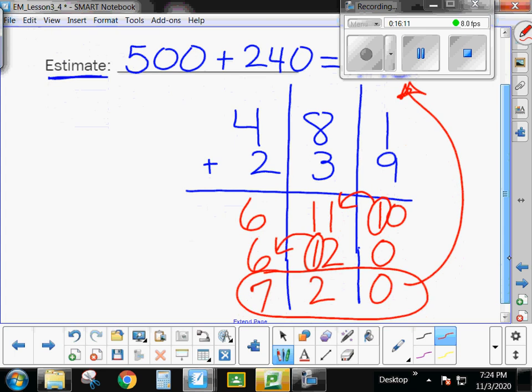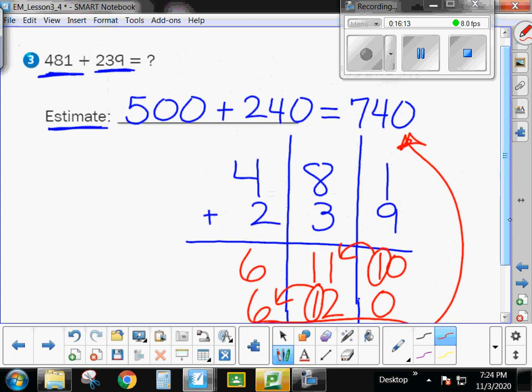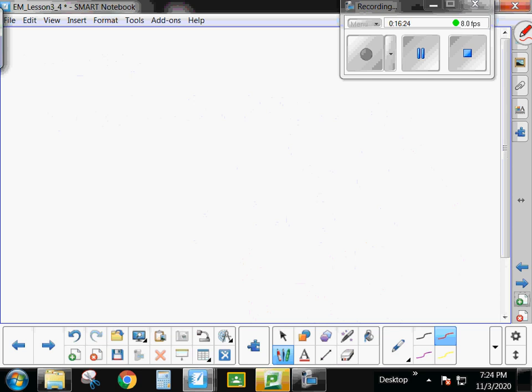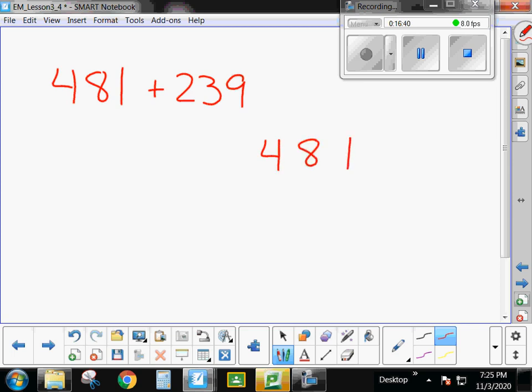Let's go ahead and review how to do this same problem that we just did using the partial add-ins strategy. So let me rewrite this problem on the next page, and we'll just review that real quick to see which strategy you like better. So 481 plus 239. Now with the partial add-ins, we're going to write 481 plus 239. All right, now remember, we're writing them like an expanded form.